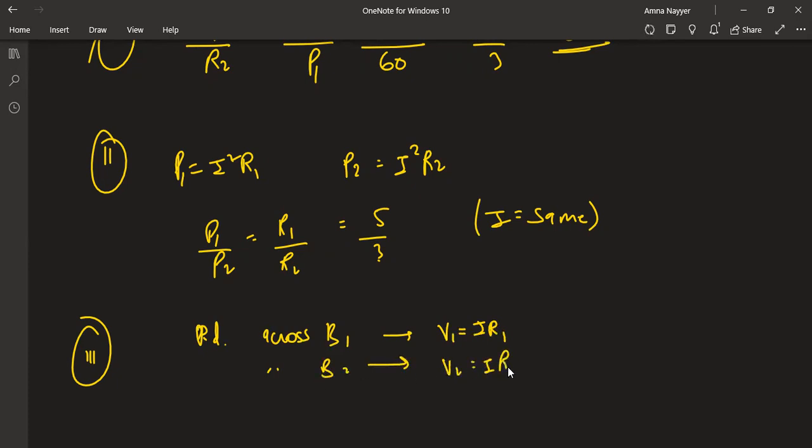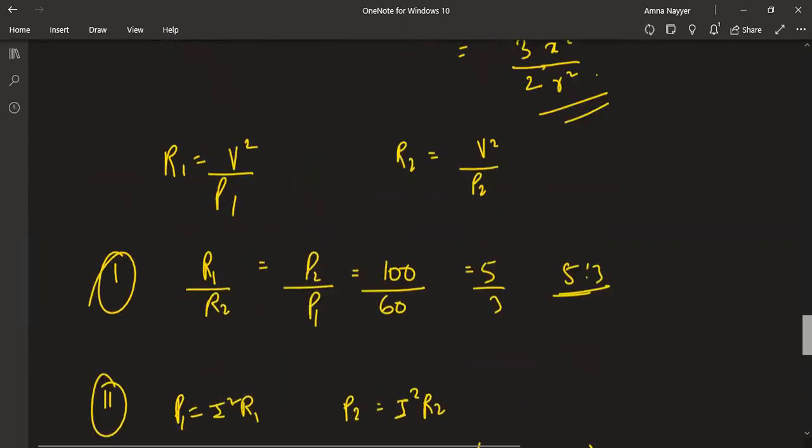V2 is IR2. So class, see here again. Here what will happen? V1 by V2, when you write IR1 by IR2, is equal to R1 by R2, which is again 5 by 3. So for all the parts, you had the answer as 5 by 3 only.